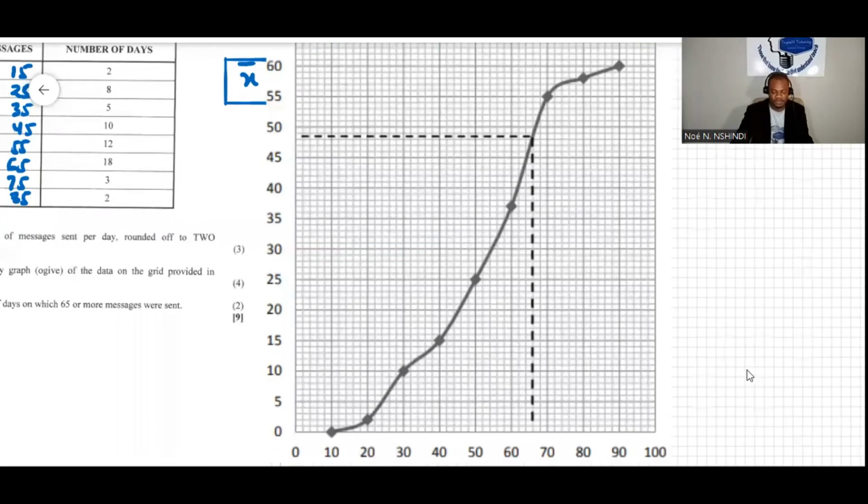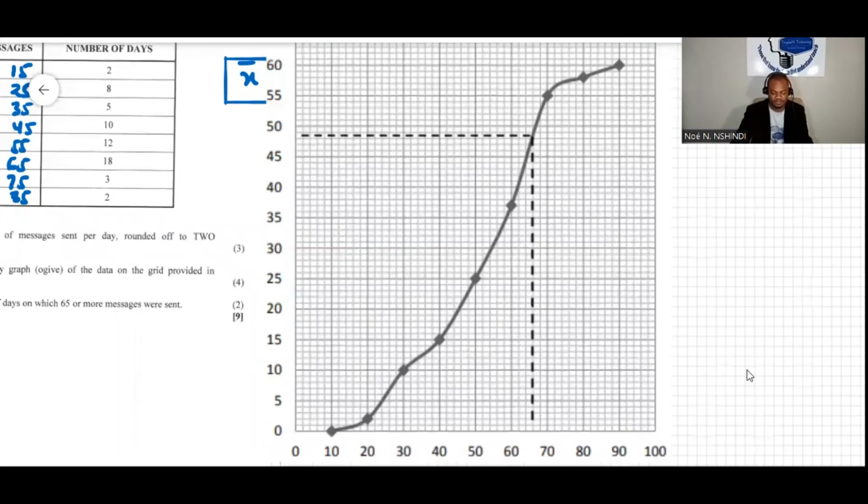Okay, now the number of days depends on how many messages they send. So the number of messages will be our independent variable, and then the number of days will be the dependent variable, the vertical axis. Now, to draw the whole graph, this is how we do it.